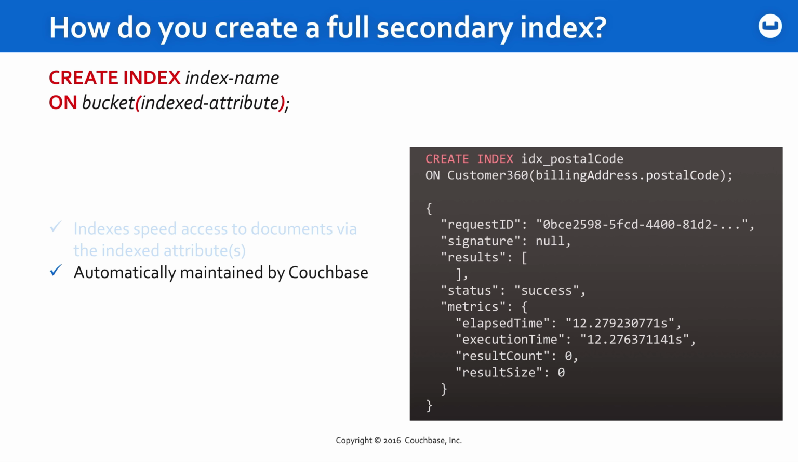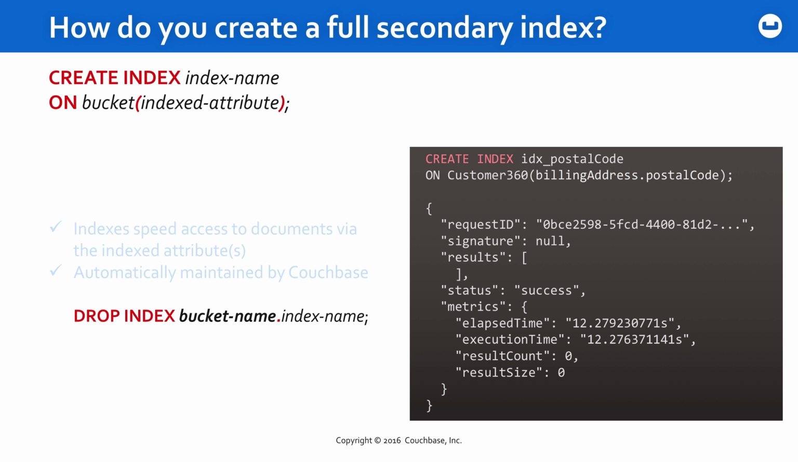Now, once you create an index, as you would expect, it's automatically maintained by Couchbase. If you need to get rid of an index at any point, you just drop it. Drop index bucketname.indexName is the syntax. And again, you could execute this query through the API, or you could execute it through the query workbench, or you could execute it through command line tools, and so on. Many ways that you could execute this query.